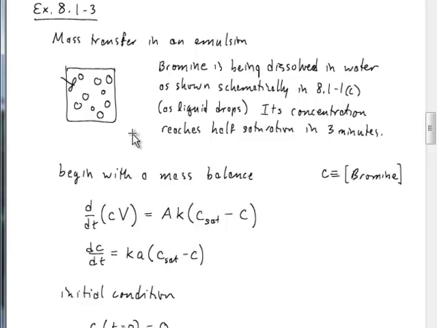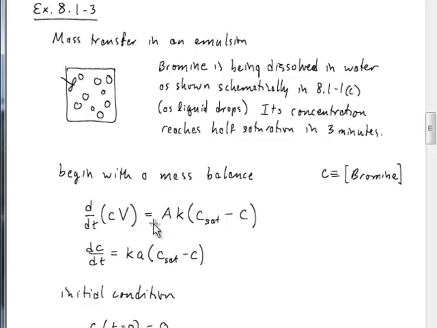Okay, so the first thing that we're going to do now is begin with a mass balance. This C now is the concentration of bromine out in solution around the bubbles, right? So we're doing a mass balance on the solvent fraction, if you will, of the solution. Okay, so of the emulsion. So now the accumulation term is the derivative with respect to time of the total amount of bromine in solution. That's the volume of solution multiplied by the concentration of bromine.